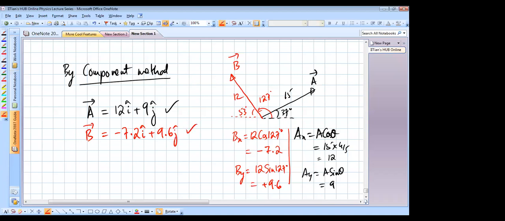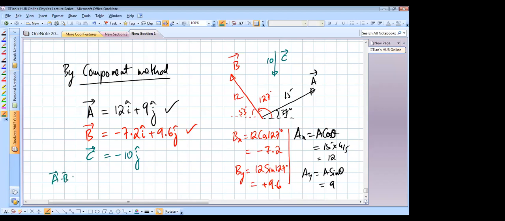And similarly, the vector C, you can see is very easy. It was directly pointing downwards. So the vector C was just like this, downwards, and of magnitude 10. So the vector C can be just written as minus 10 j cap.